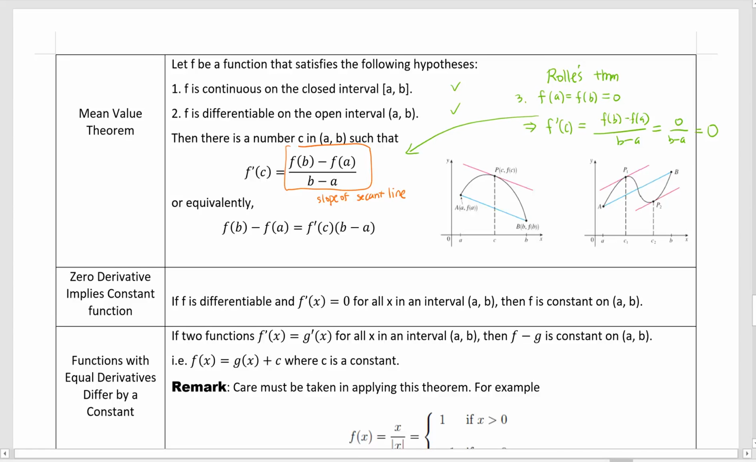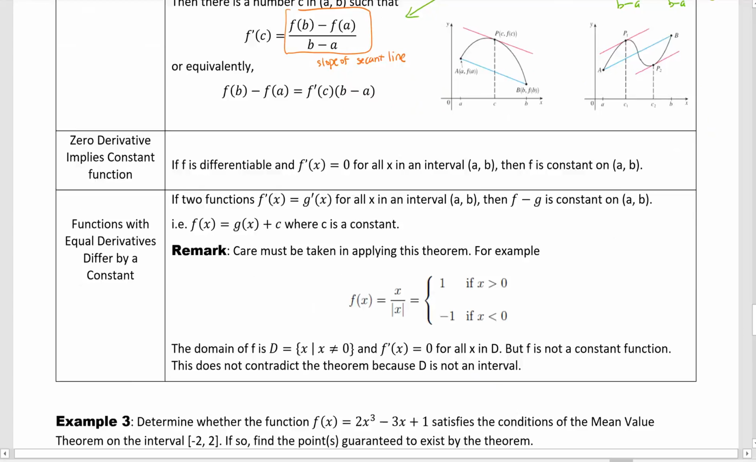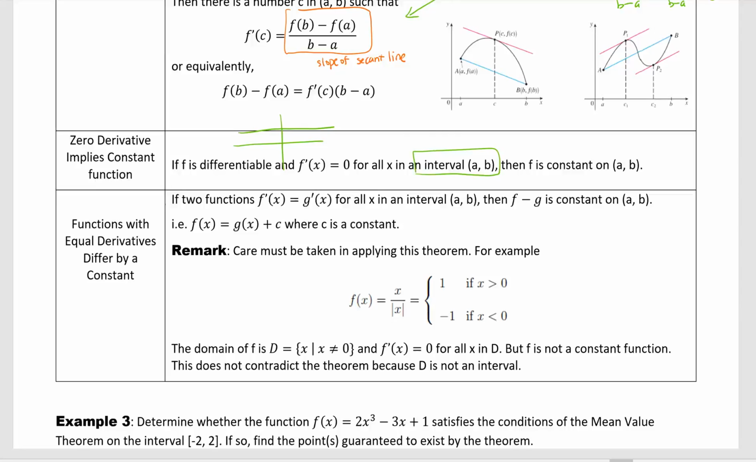Next, zero derivative implies constant function. If f is differentiable and the derivative is 0 for all x in the interval (a, b), then f is constant on the interval (a, b). Does that make sense? The slope is 0, so the graph is flat, and this is a constant function. But be careful, you have to restrict it to an interval (a, b). Here (a, b) could be minus infinity to infinity, and then the function is a constant function on all real numbers. But to be careful, it must be an interval. It cannot be a union of two disjoint intervals.